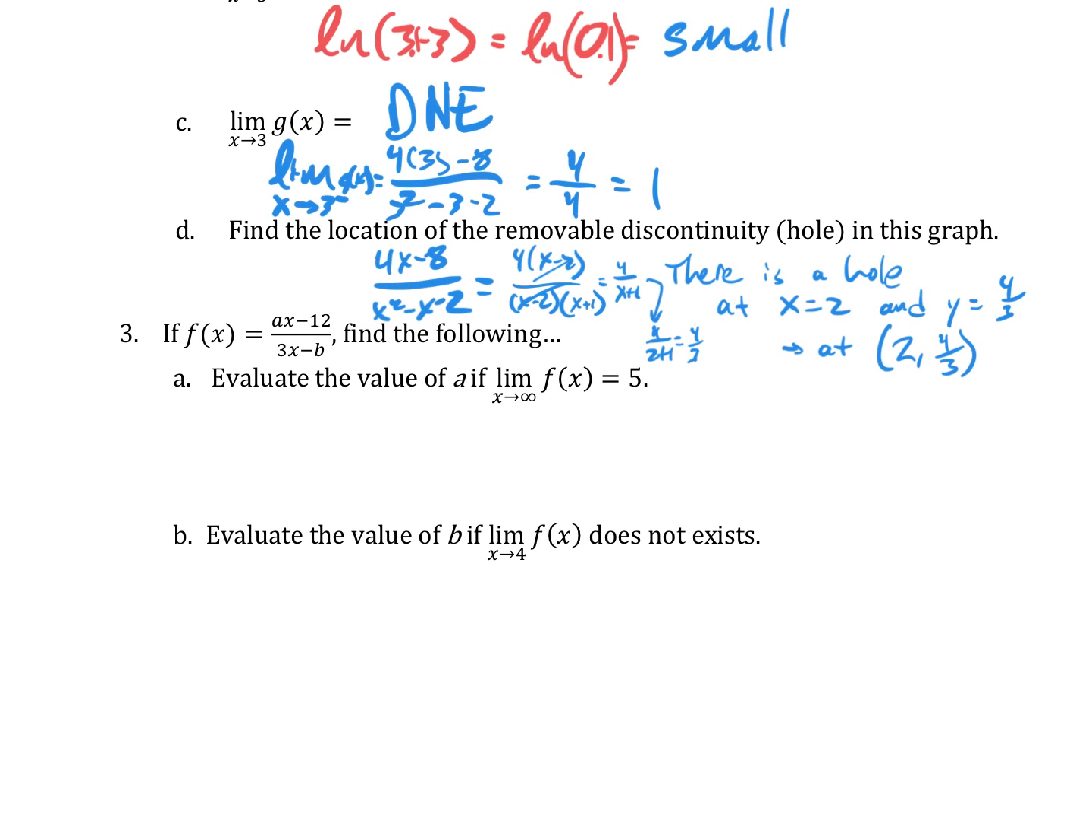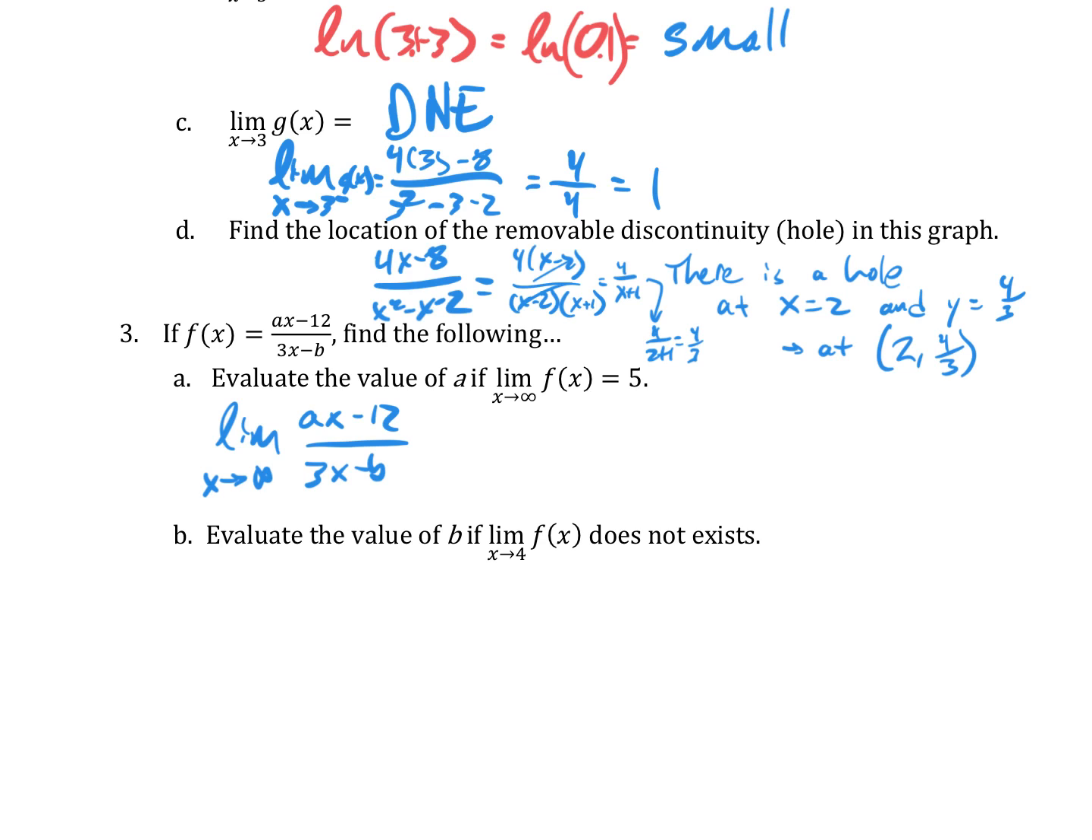So here's an interesting one. We got a function that has some a's and some b's in here. If we know that this function has a limit as we go to infinity of 5, well, that means that as x goes to infinity, this has to be 5. So we're saying the limit as x goes to infinity of this thing, ax minus 12 over 3x minus b.